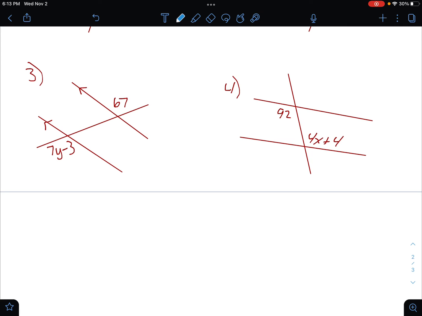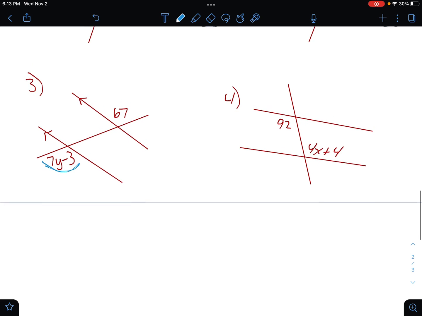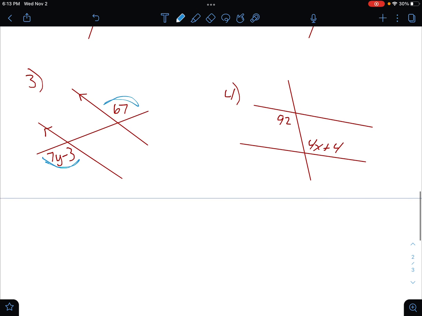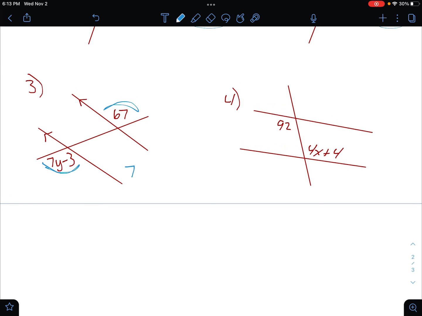All right, so if we look at number 3, what kind of angles are these? I have this guy and this guy. Well, they're outside of the bread, outside of the parallel lines, and they're on the opposite sides of the transversal, so they're alternate exterior. So we can set them equal. So we have 7y minus 3 equals 67. Add 3 to both sides to get 7y equals 70. Divide, so y equals 10.